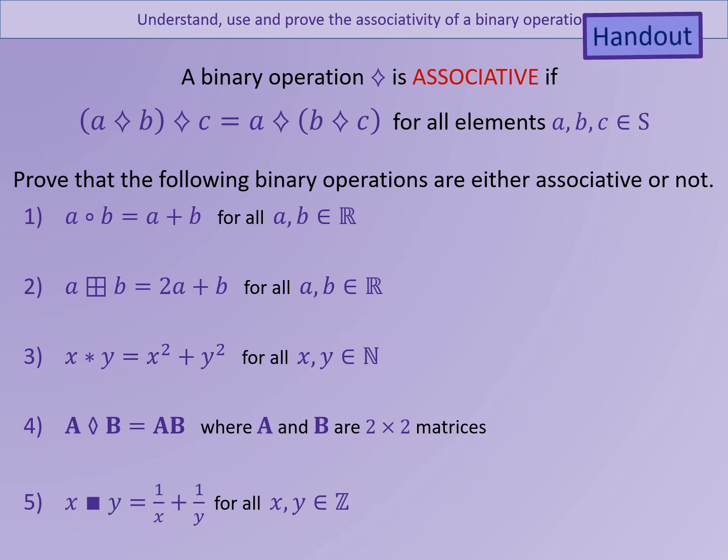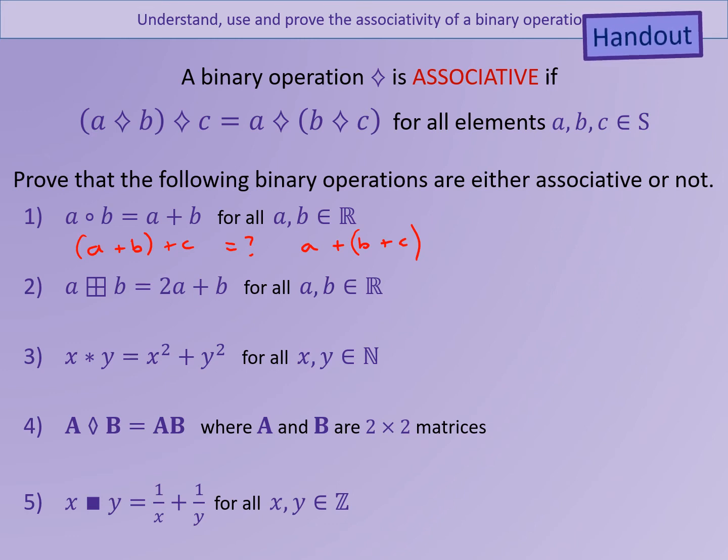So for the first one, A operation B is A plus B. You are determining whether A plus B plus C is the same as A plus B plus C, with the brackets in different places. The second one is slightly more complicated.